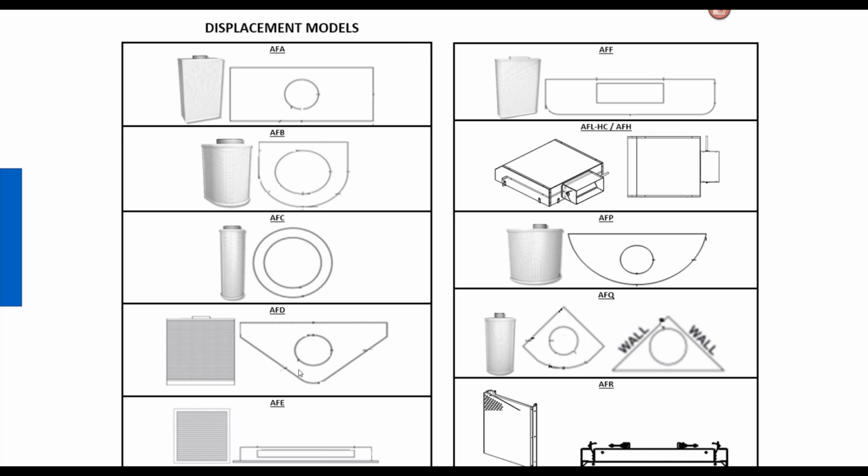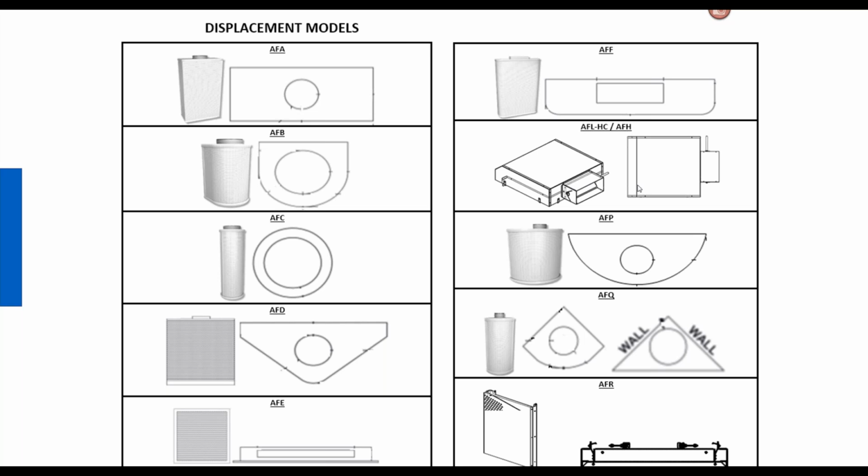We also have an AFD, which is a wall-mounted unit. It's kind of a two-way angular. AFE is one of the most popular. This mounts inside the wall, which allows it to integrate a little bit more seamlessly in the space. This includes its own 4-inch plenum, so the plenum allows it to fit between your studs, and then you can just connect to the duct coming down from the ceiling. AFF is a 3-sided unit with rounded corners.